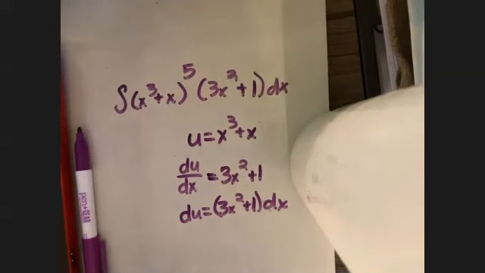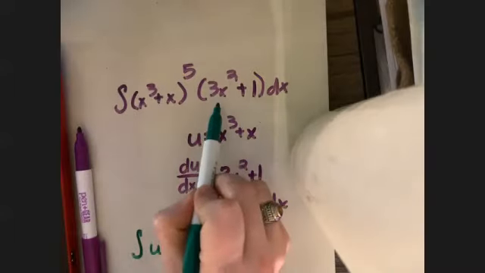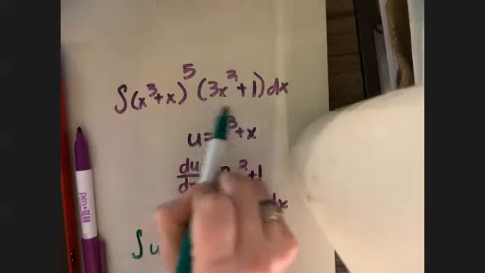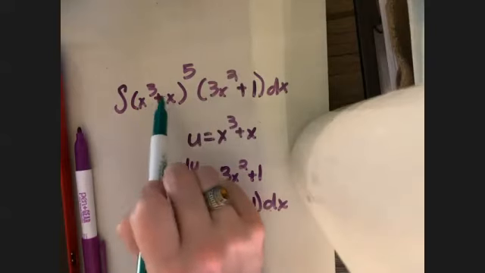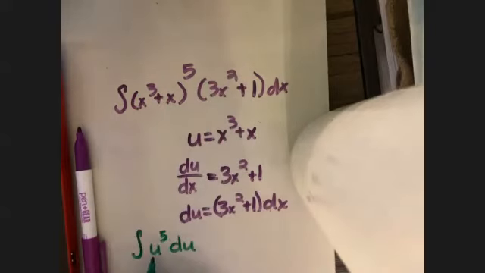So now if I rewrite what we have up here, I now have the integral of u to the fifth du, okay? Now notice, I really focused on what is this the derivative of? Well, it's only this inside part. So the only part of this that I'm changing is the u to the fifth.